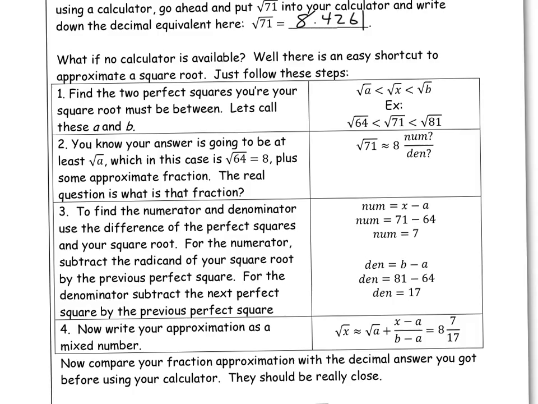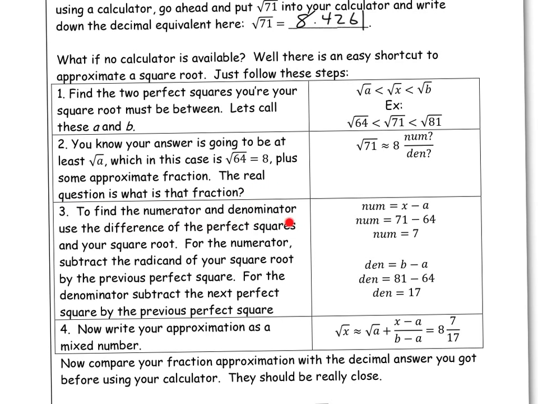Okay. So since it's going to be at least 8, we can write 8 and then some fraction. Now, we don't know the numerator or denominator yet, but I'm going to show you a really easy way to find the numerator and the denominator. So the real question is, what is that fraction?